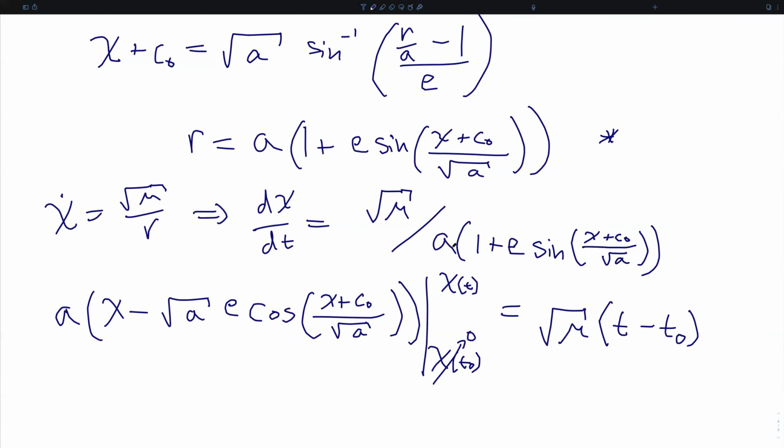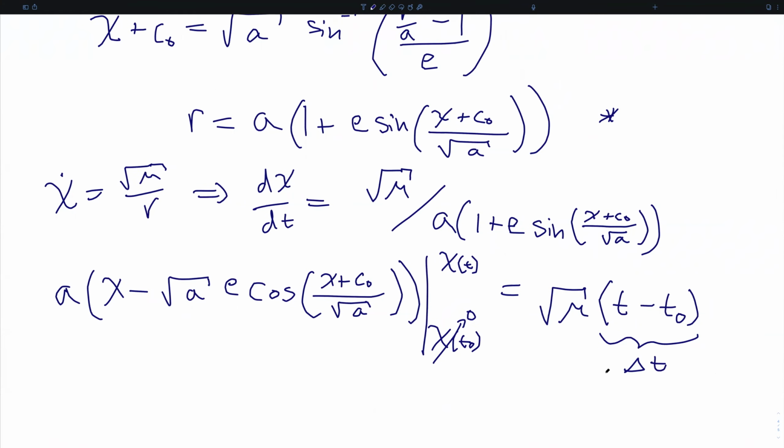And on the right-hand side, where we just had root mu dt, we have root mu times t minus t naught. And we will call this, as we have been, delta t. So we now have a relationship between the change in time and a function of chi at some time t, but we still have this constant of integration c naught floating around, which we need to get rid of in order to actually apply this. We're going to do this in a couple of steps.